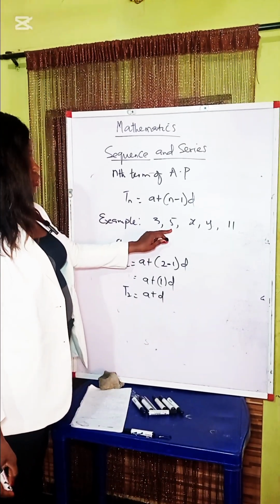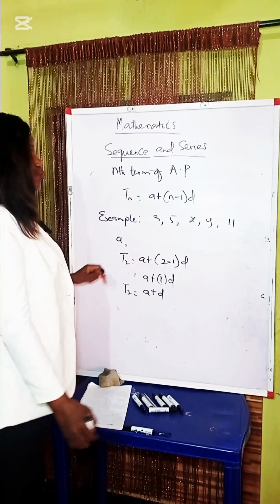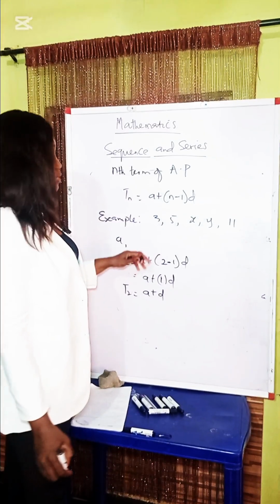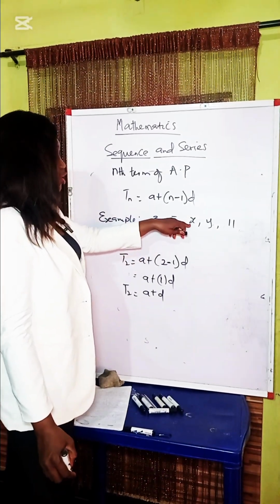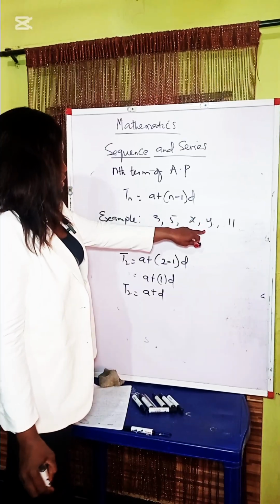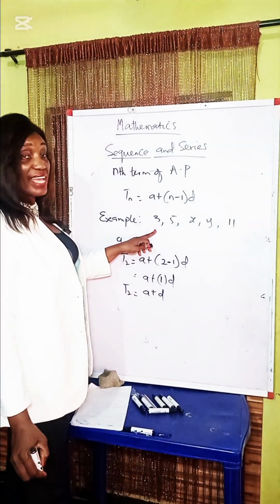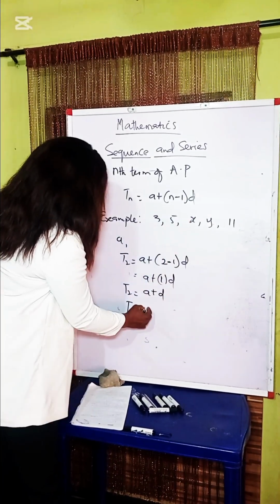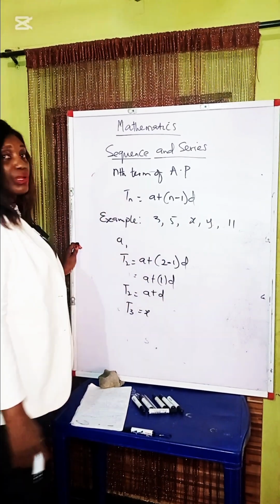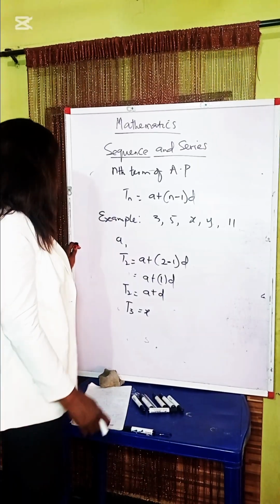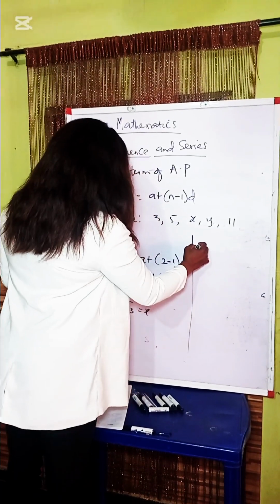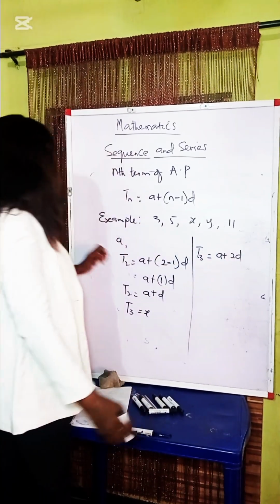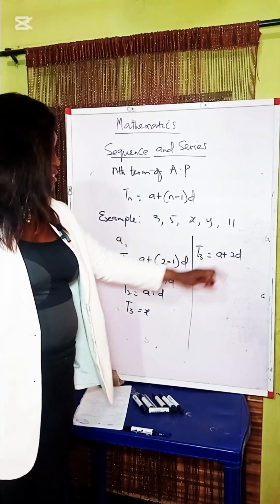They gave us T2. In this arithmetic progression, we might be asked to find X and Y. We might be asked to find the third term. This one is the third term, this one is the fourth term, since we have the first term. So this T3 is equal to X. Now what is the formula for finding T3? T3 is equal to A plus 2D. If you open this bracket and simplify it, what you're going to get is A plus 2D.